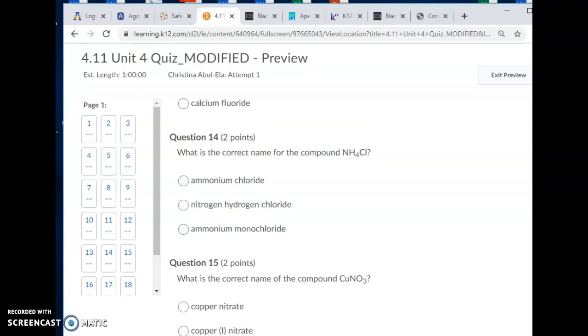Question 14. What is the correct name for the compound NH4Cl? Ammonium chloride, nitrogen-hydrogen chloride, ammonium monochloride.